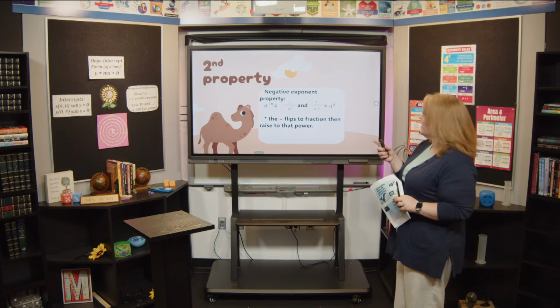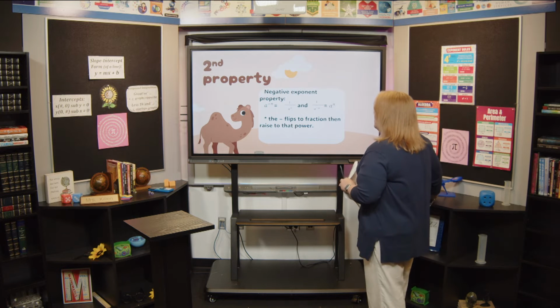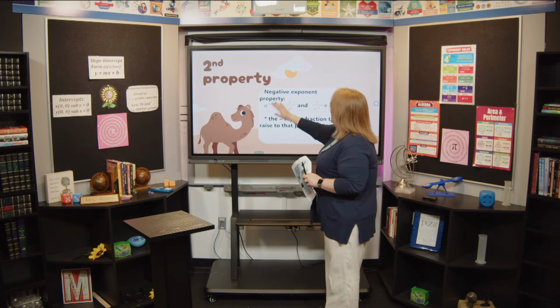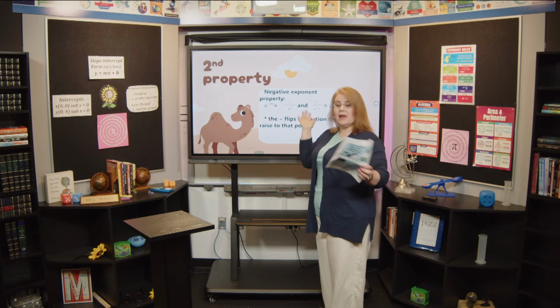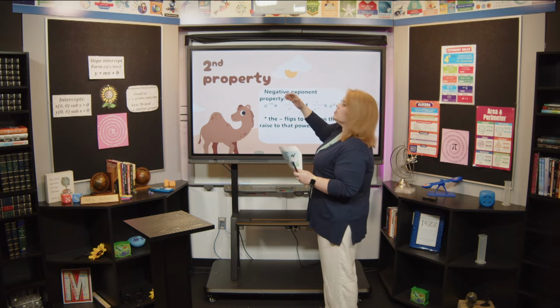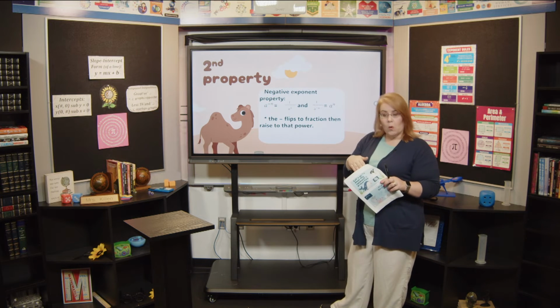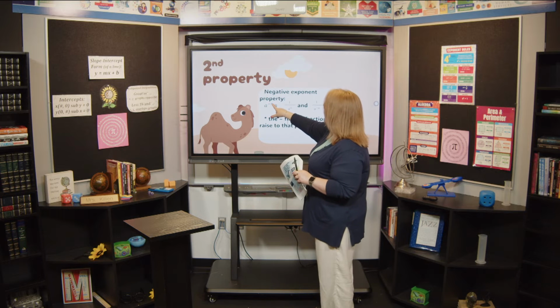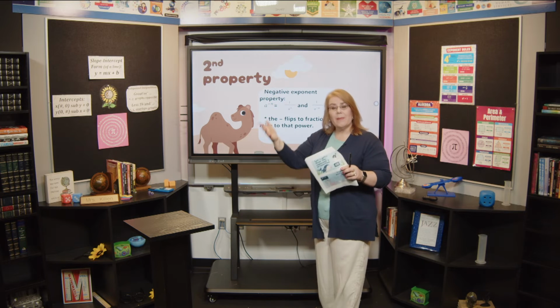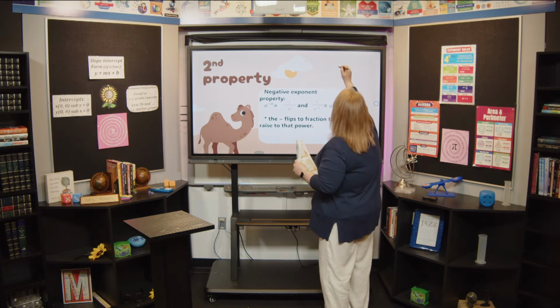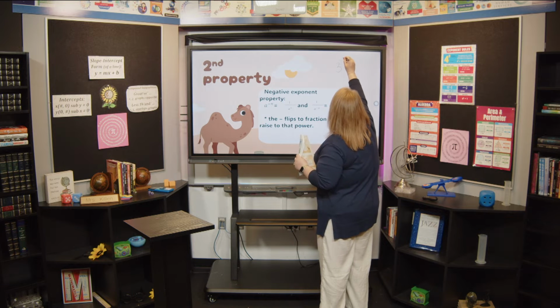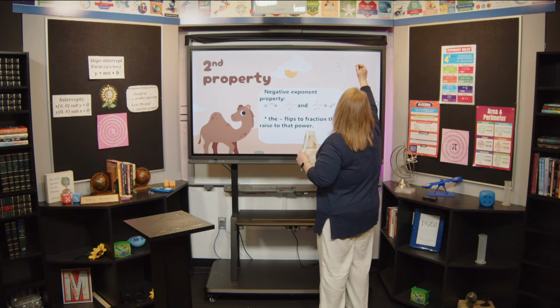My second property, negative exponents. So when I have a negative exponent, it turns it into a fraction. That's what happens. It turns it into a fraction where the numerator is 1, and then whatever this exponent is, that's how much I raise my base to. So like when we had 3 to the negative 1 power, that was 1/3.